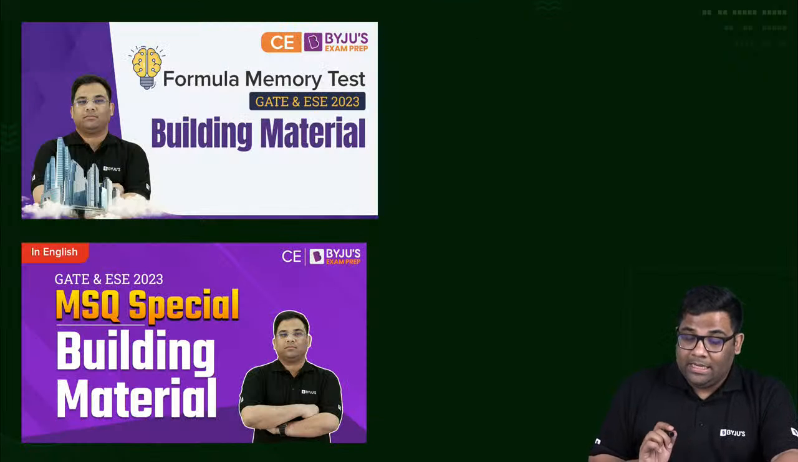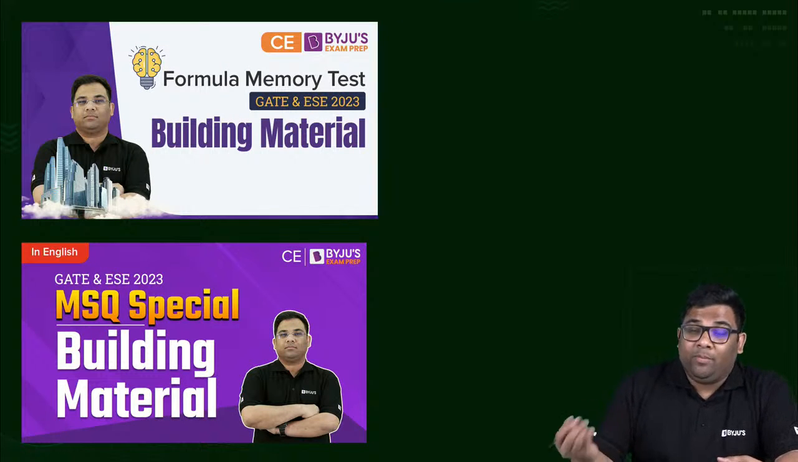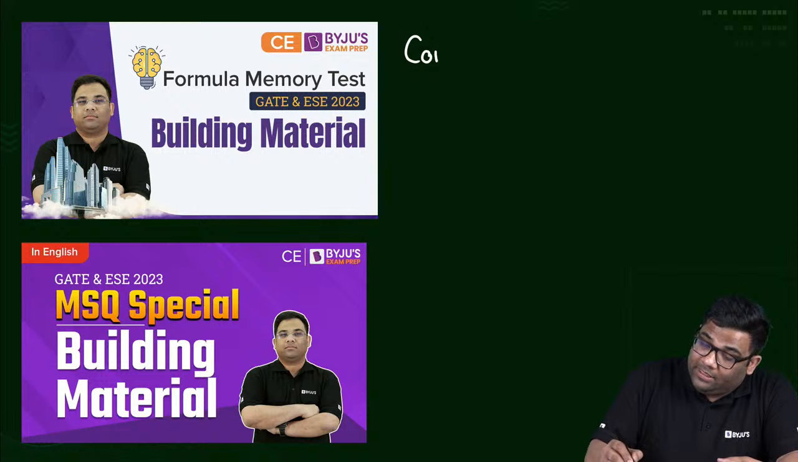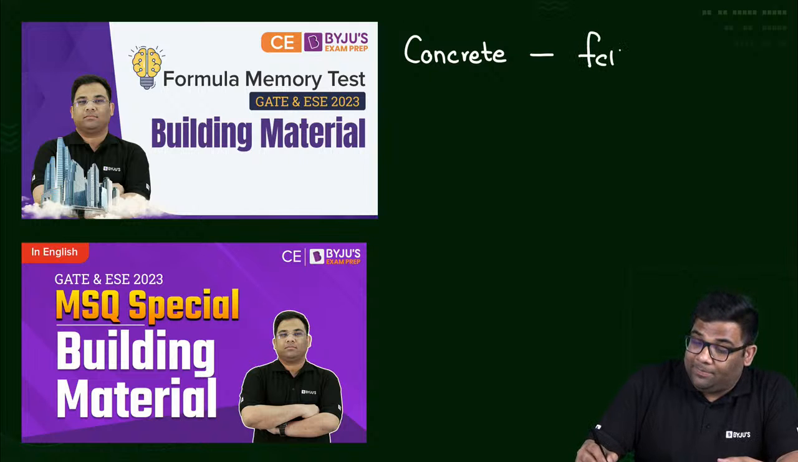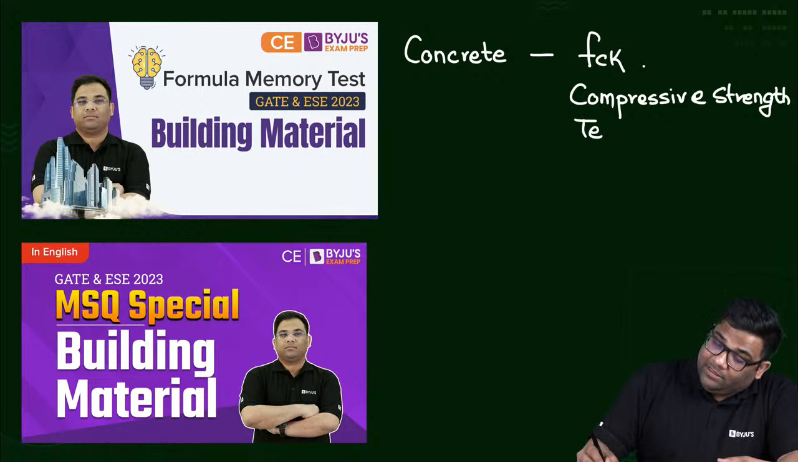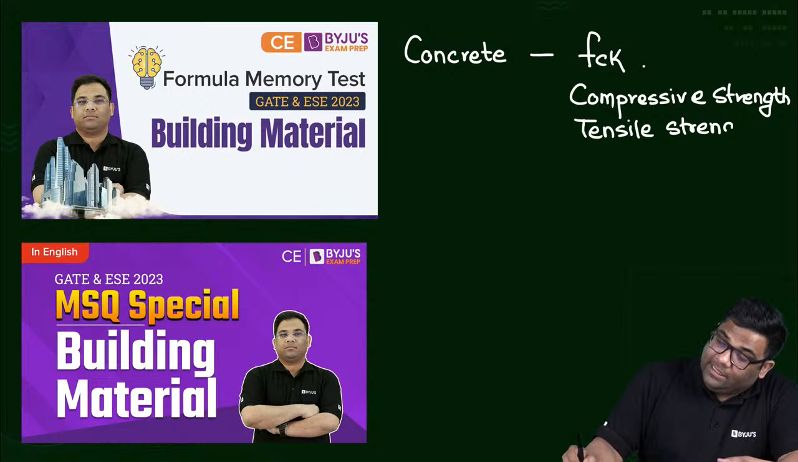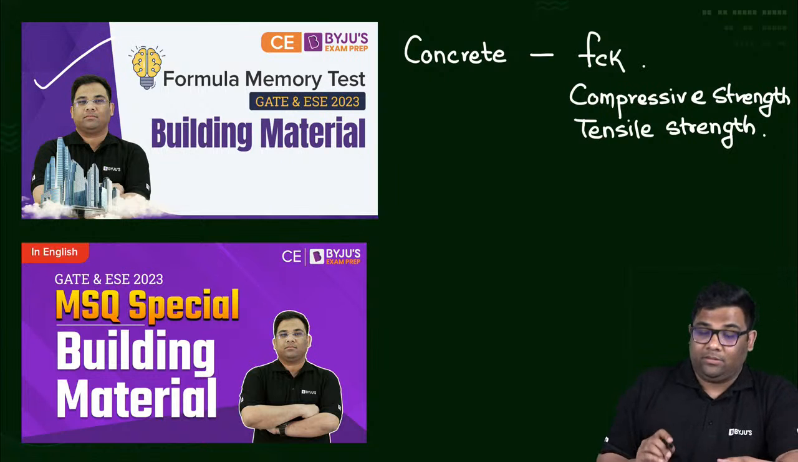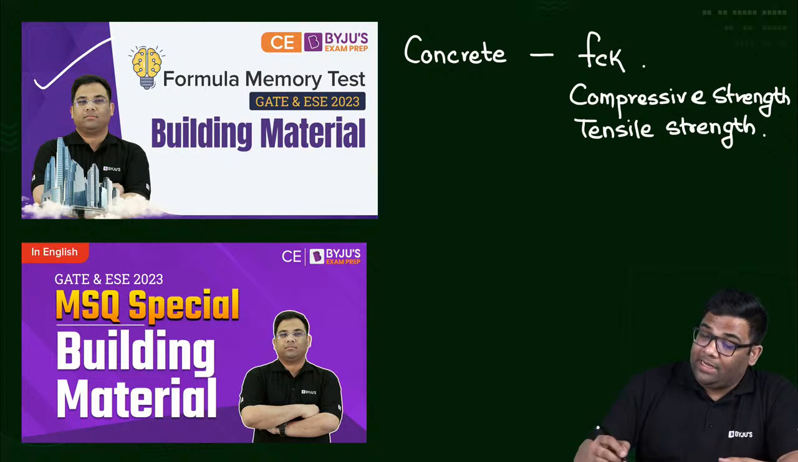Next, the numericals from concrete. What kind of numericals can be asked? They can be asked on fck. Then concrete testing, where we get the compressive strength and the tensile strength. All those numericals I have covered in this formula memory test. If you refer to this video, you will get all the types of questions.